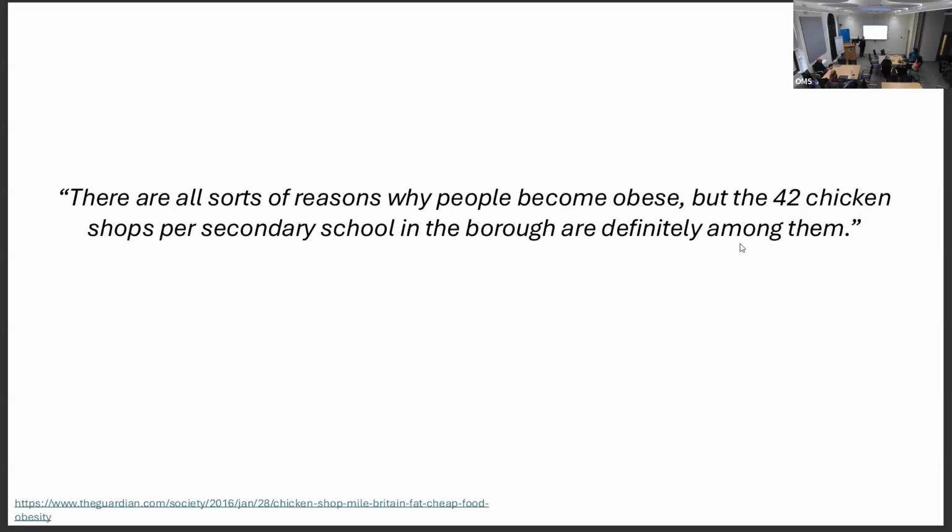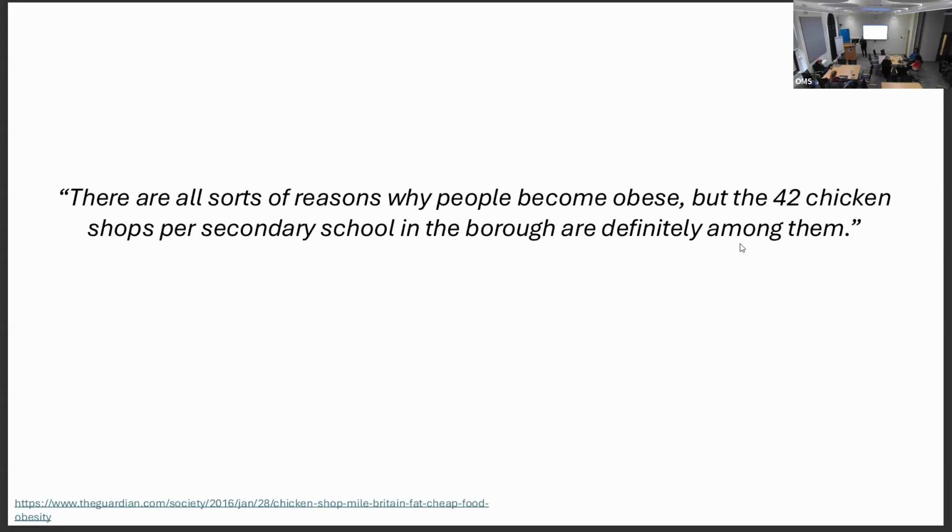So Tower Hamlets, has anybody been to Tower Hamlets in London? A borough in London. Tower Hamlets has a childhood obesity problem, and they also happen to have 42 fried chicken shops per secondary school. 42 fried chicken shops per secondary school. So you could educate these kids to your heart's content.